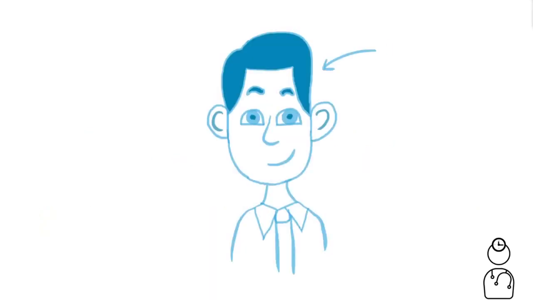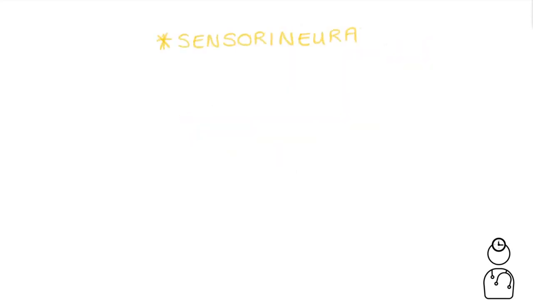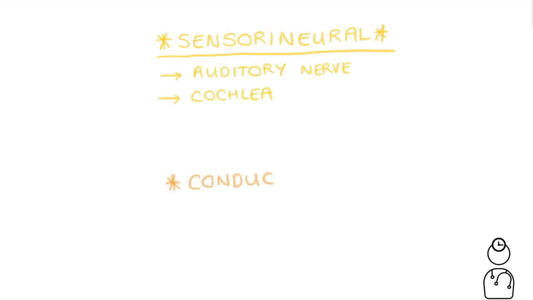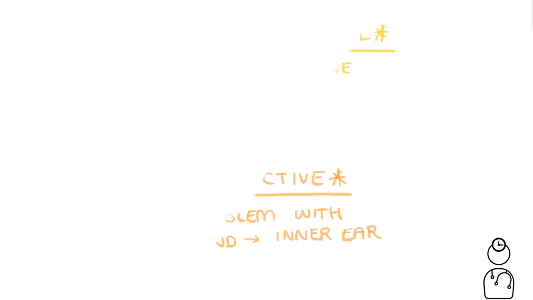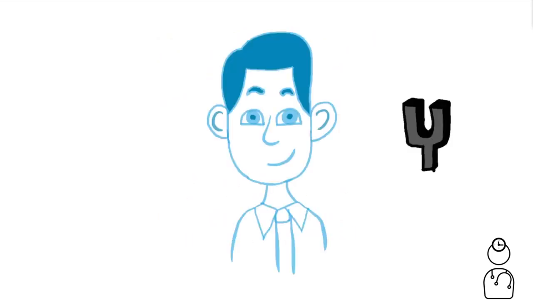This is Bob. Bob has a hearing problem and it's up to us to figure out what's going on. There are two important hearing losses to consider. Sensory neural, which means there's something wrong with the auditory nerve or the cochlea, and conductive hearing loss, when there's a problem with sound passing to the inner ear. We can use two tuning fork tests called Weber's and Rinne's tests in order to figure out what's going on. First up, we'll need a 512 Hz tuning fork, and we're going to start with Weber's test, but it doesn't really matter which one you start with.